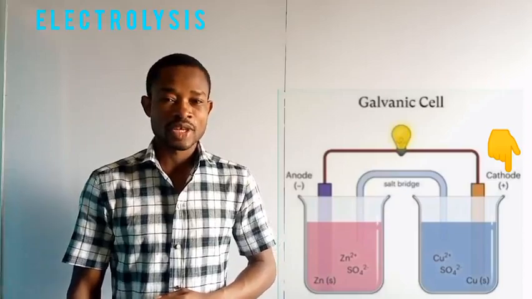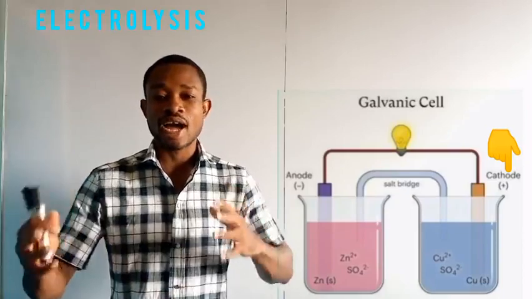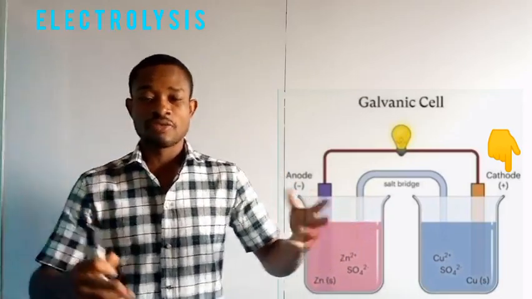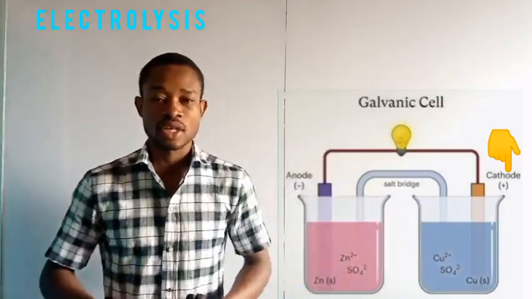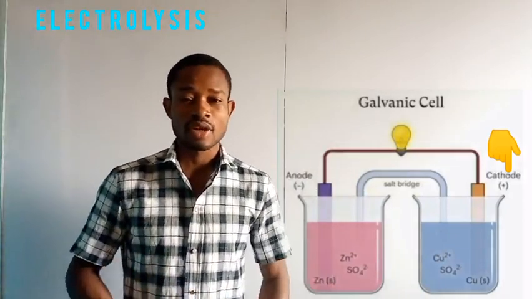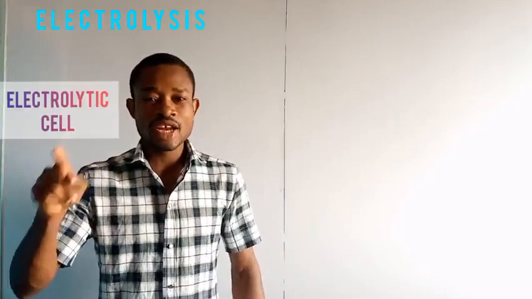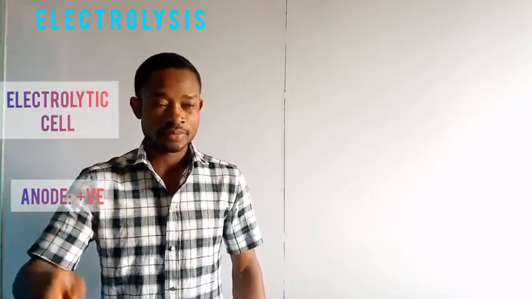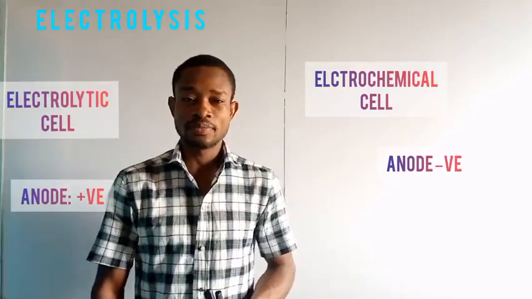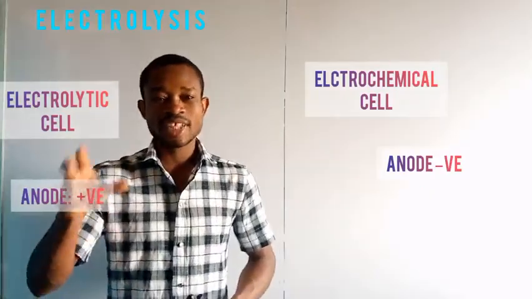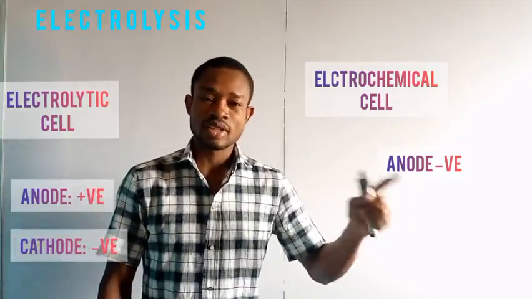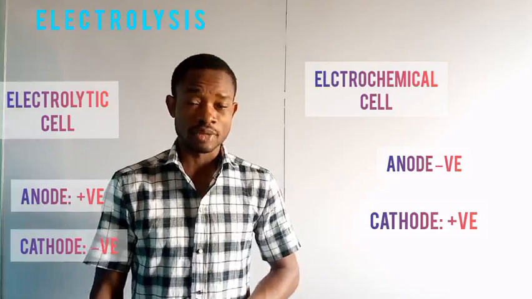So don't forget this, please, because the examiner can use that to ask you a question, in comparing the sign conventions for the electrodes in electrochemical cell and the electrodes in electrolytic cell. Once again, let's go. In electrolytic cell, the anode is the positive terminal. In electrochemical cell, the anode is what? The negative terminal. In an electrolytic cell, the cathode is the negative terminal, while in an electrochemical cell, the cathode is the positive terminal.